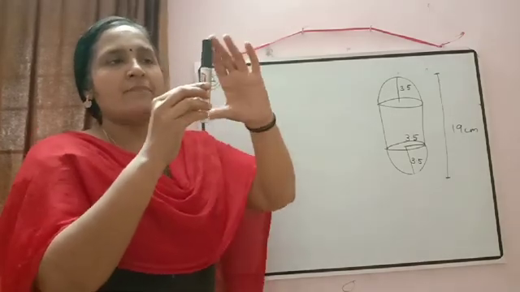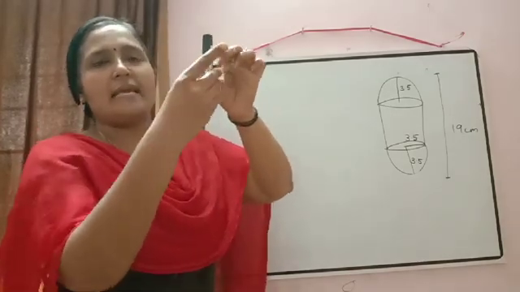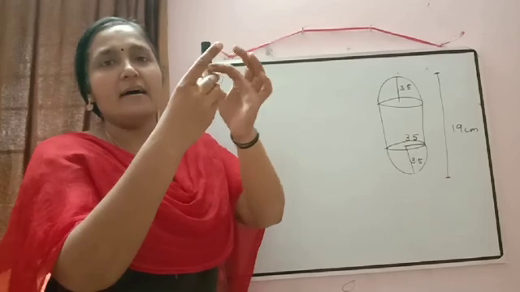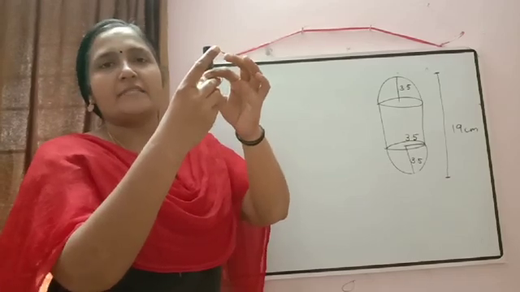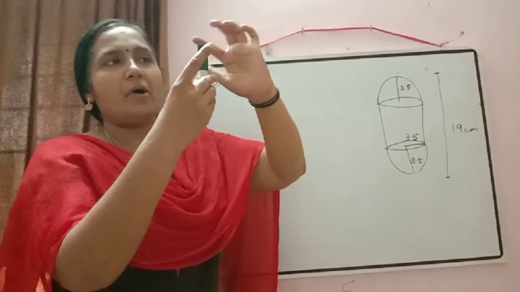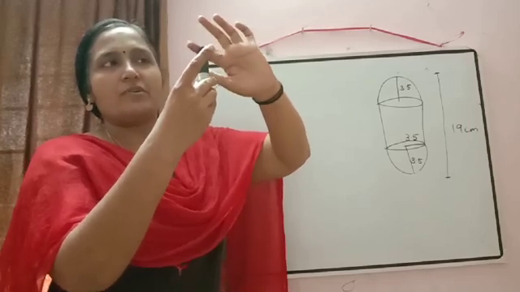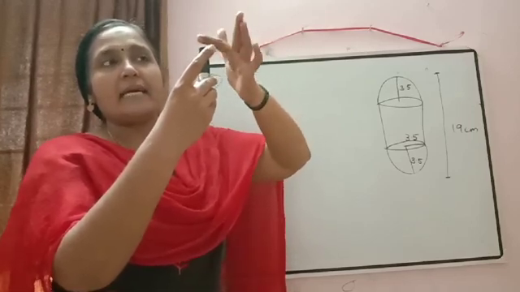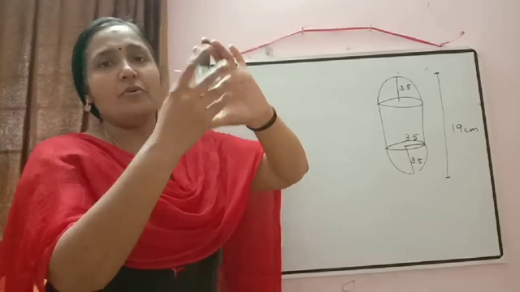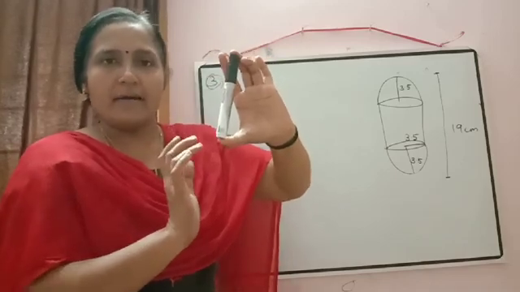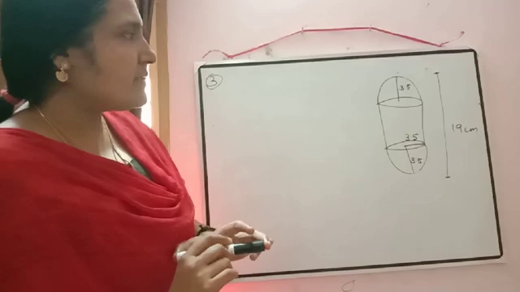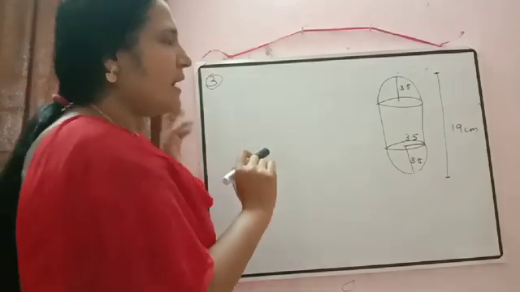So obviously, if it is a cylinder, this area we have to paint, meaning the curved surface area of the cylinder, and at the top and bottom we have hemispheres. So again we have to paint the curved surface area of two hemispheres. Clear? Okay. So to calculate the curved surface area, 2 pi r h.